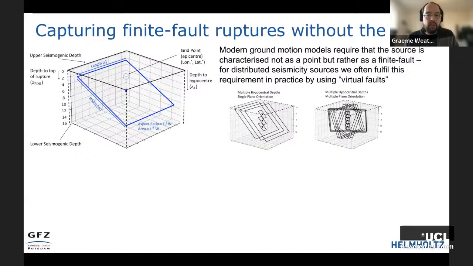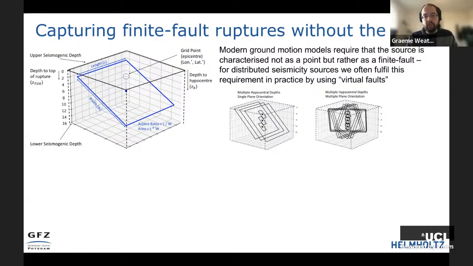One last issue we deal with when we're dealing with these gridded seismicity sources and area sources is that, even though we don't necessarily have actual finite fault surfaces, our ground motion models require that the rupture itself is characterized not as a point, but as an actual finite fault. And what we do in practice is we try and use information to create what we call virtual faults. These are virtual or synthetic planes that try and capture what we think future faults might look like.